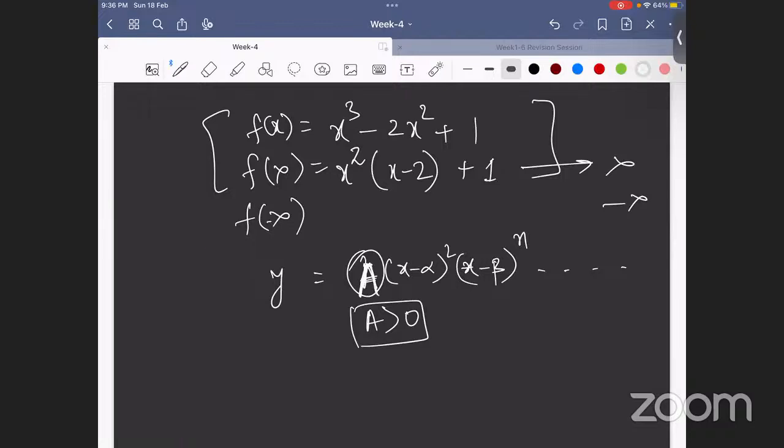Okay. You got that, right? Leading coefficient, is there any? The coefficient of the highest degree of that polynomial? Correct. Okay. That's the leading coefficient for you.